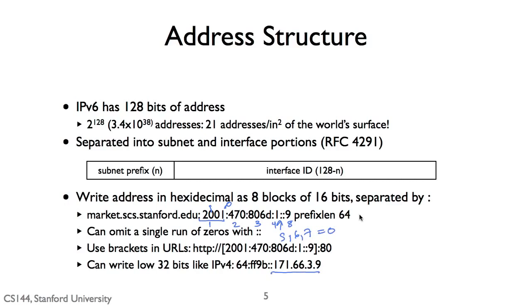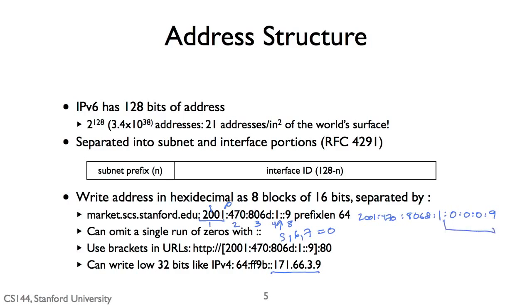If I were to write this address out fully, you'd see 2001:806D:1:0:0:0:0:9. And there's a prefix length here of 64, saying that the subnet prefix is 64 bits. The last 64 bits denote the actual address of the node, which in this case is this.